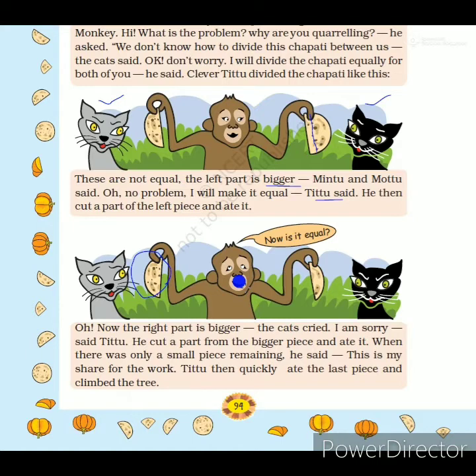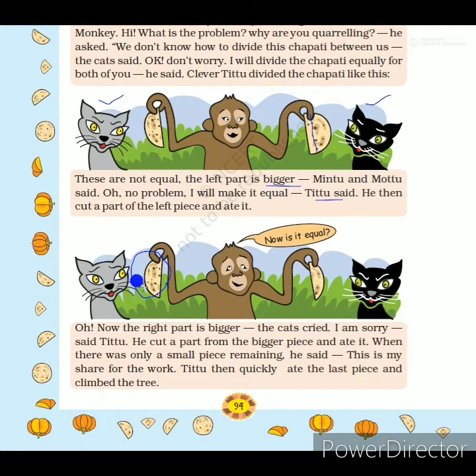What happened? Every time he divided the chapati into two parts, one part became bigger and the other became smaller. So every time, he took a part from the bigger part and ate the bigger part left over. So finally the chapati became a single part.